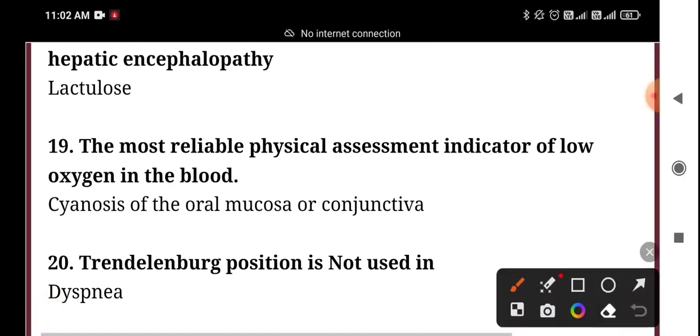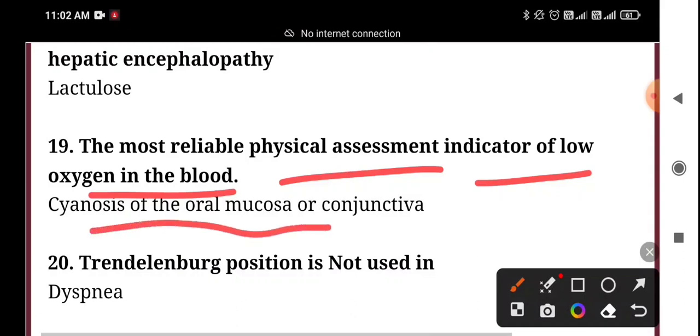So, next question. The most reliable physical assessment indicator of low oxygen in the blood. If there is low oxygen in the blood, the most reliable physical assessment finding is cyanosis of the oral mucosa or conjunctiva. So cyanosis will occur.